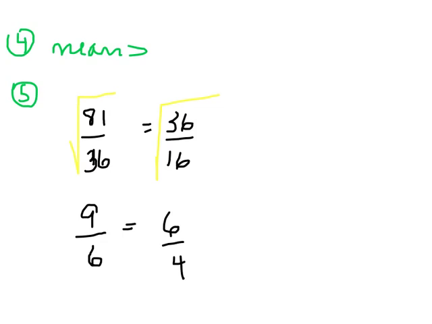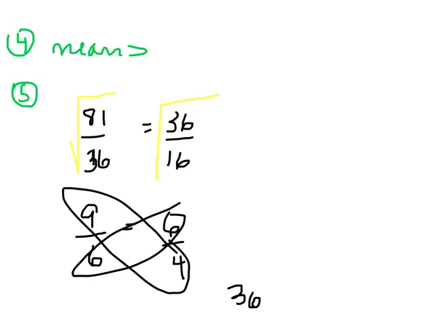Let's just not reduce, because if you notice, is the product of the means still equal to the product of the extremes? Can we still cross multiply? Yes. 6 times 6 is 36, and 9 times 4 is 36. So if we square root each side, we're still getting an equal result when we cross multiply.